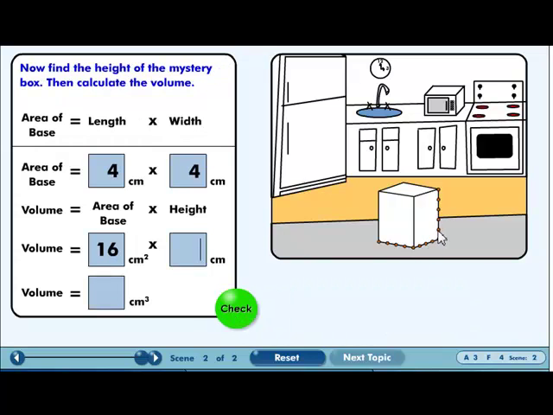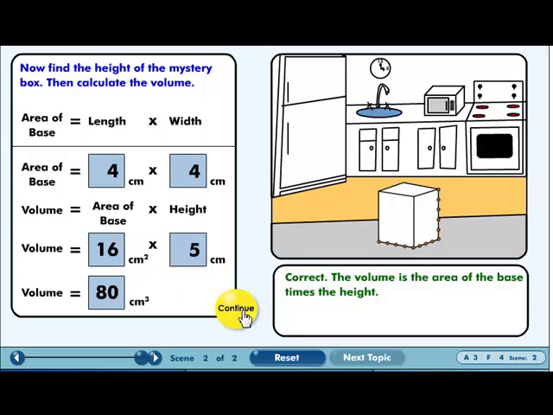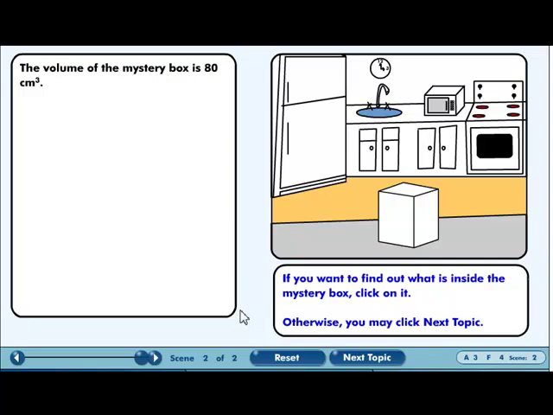Let's count how tall it is. 1, 2, 3, 4, 5. And 16 times 5 equals 80. And that is correct. So it's the length times the width, which in this case is 16, times the height. And for the volume, there should be 80 cubes stacked inside of here.